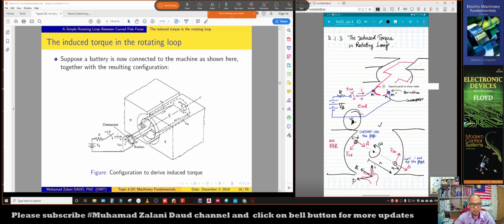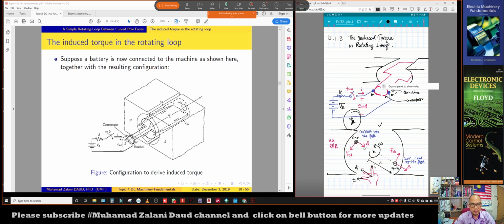Similarly for the other segment, the AB segment here, the force also will be induced when the current passes through this AB segment. Using the right hand rule, you'll see that the force induced is in that direction. Similarly, this force is also perpendicular to the B direction. As you can see, the force induced also develops torque for this rotor part.